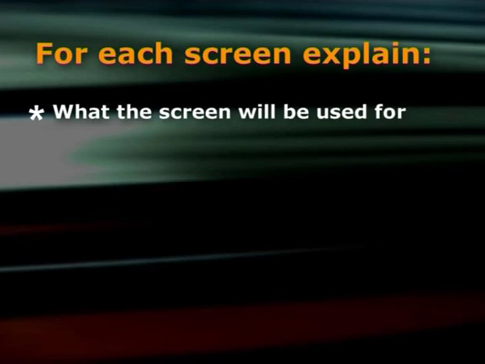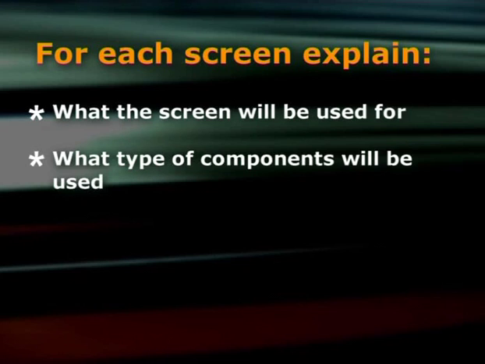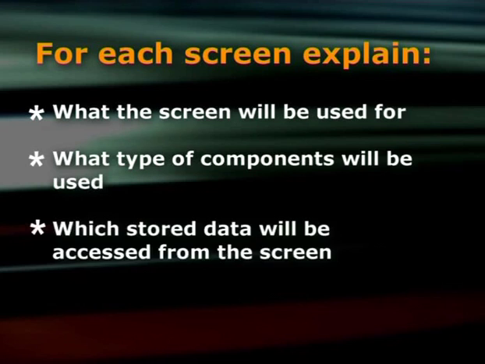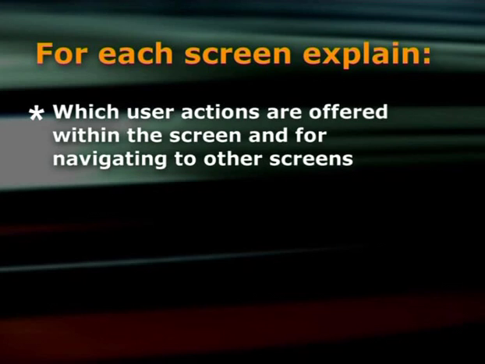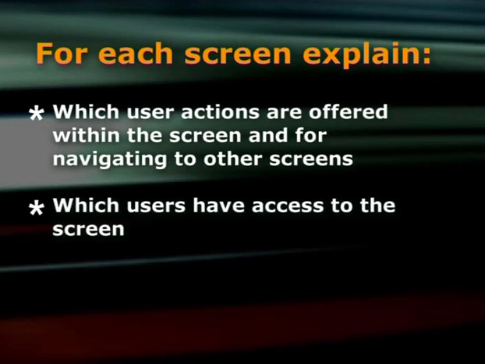Once you've drawn up flow diagrams of every important screen of your PAT program, you're ready to illustrate and explain the intended screens. You have to explain what the screen will be used for, what type of components will be used, which stored data will be accessed from the screen. In other words, data stored in objects in RAM, the database, and text files. You have to explain which user actions are offered within the screen and for navigating to other screens, and which users have access to the screen.